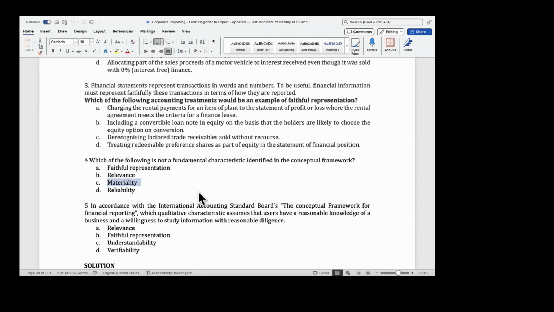Number 5. In accordance with the IASB's Conceptual Framework for Financial Reporting, which qualitative characteristic assumes that users have a reasonable knowledge of business and economic activity and willingness to study the information with reasonable diligence? Thank you. Understandability. That's your answer.